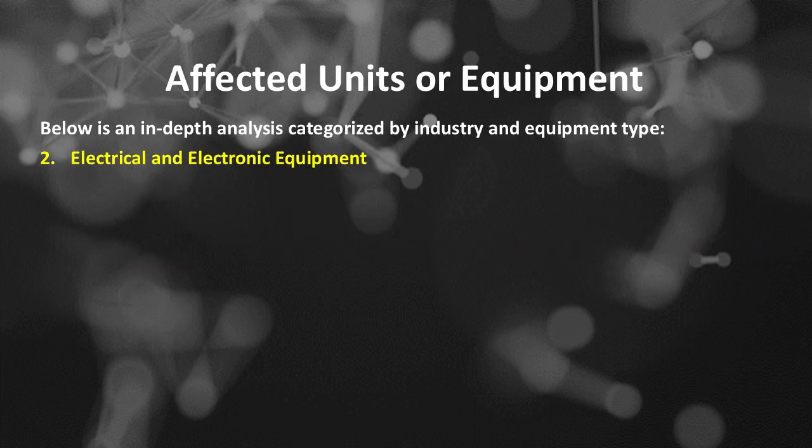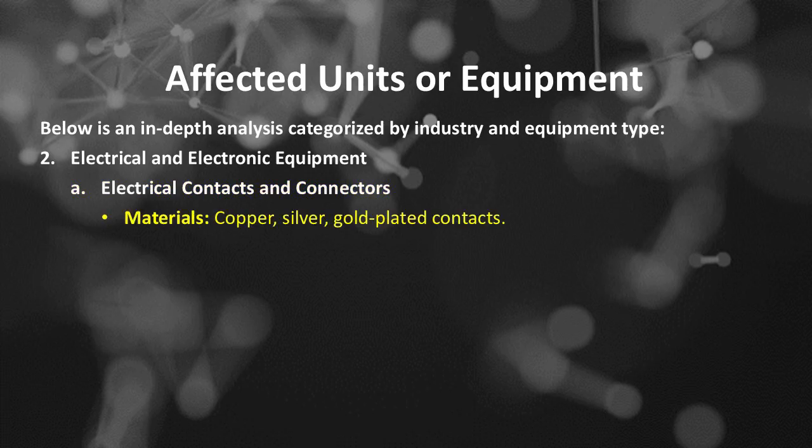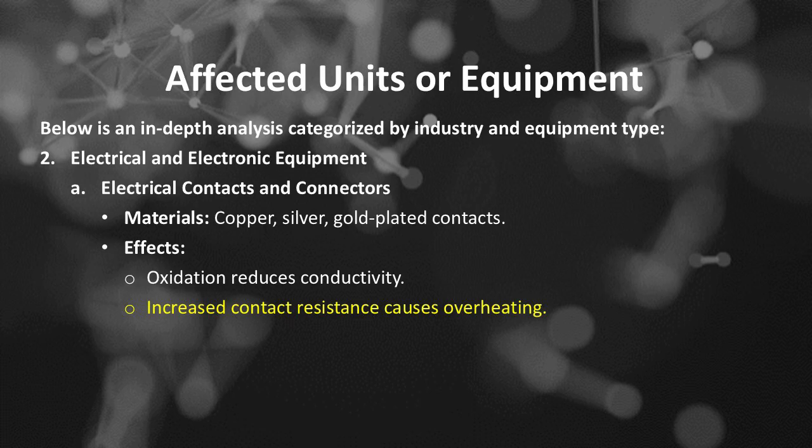Number 2 of oxidation damage mechanisms. Affected units or equipment is electrical and electronic equipment. Number A of electrical and electronic equipment is electrical contacts and connectors. Materials: copper, silver, gold-plated contacts. Effects: oxidation reduces conductivity. Increased contact resistance causes overheating.